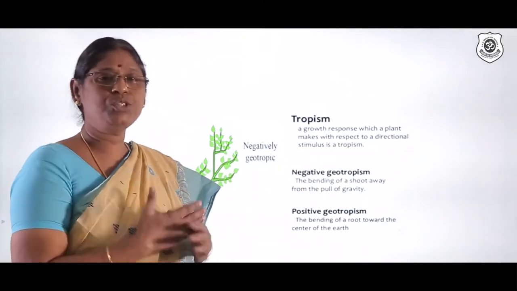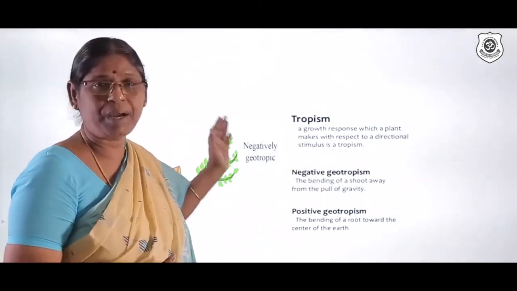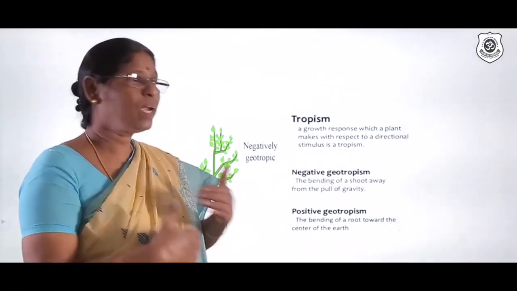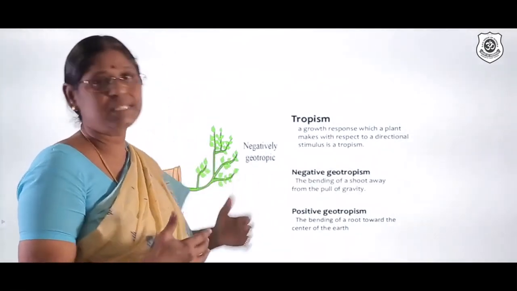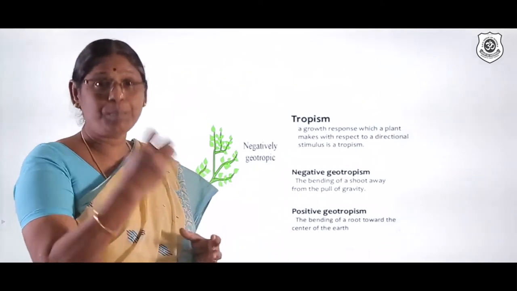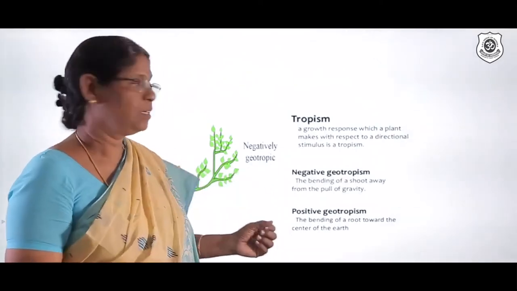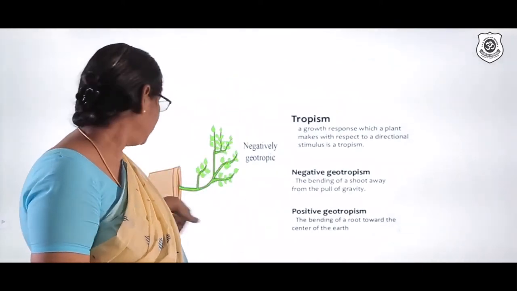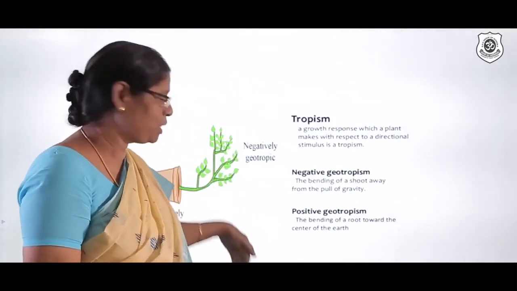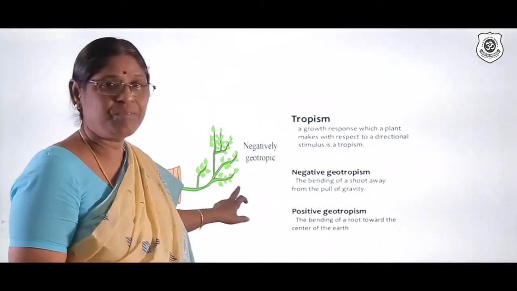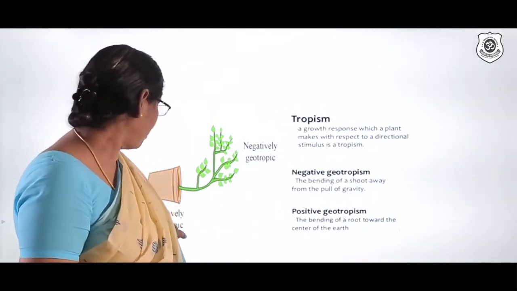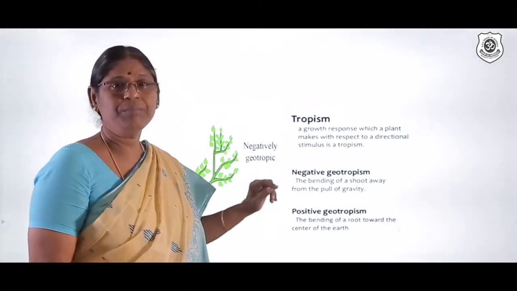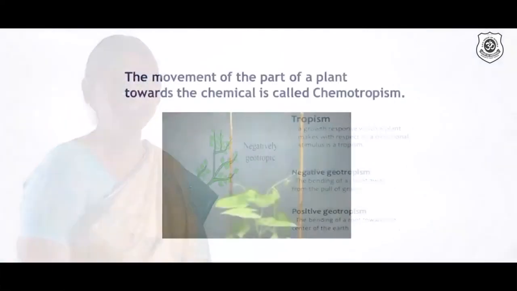Which part of the plant shows that? It is the stem part, the shoot part. It always grows up above the soil. Why does it grow like that? Because it needs to prepare chlorophyll and it needs sunlight. So always the shoot part will be growing up and the root part will be growing towards the soil. So in this plant we can see the root part positively geotropic and the shoot part showing negative geotropic movement.